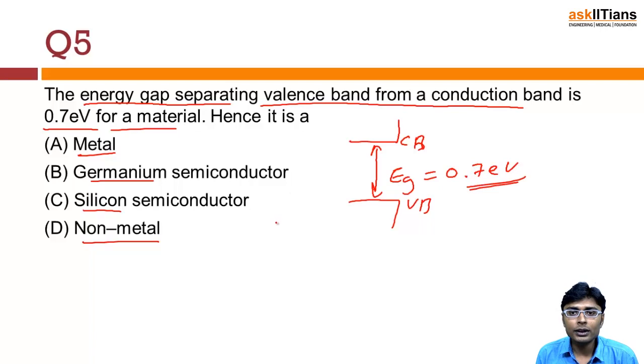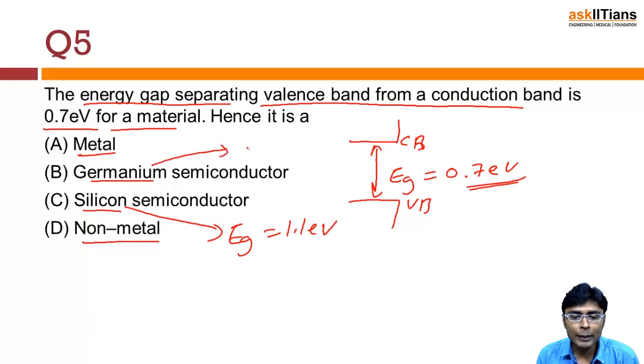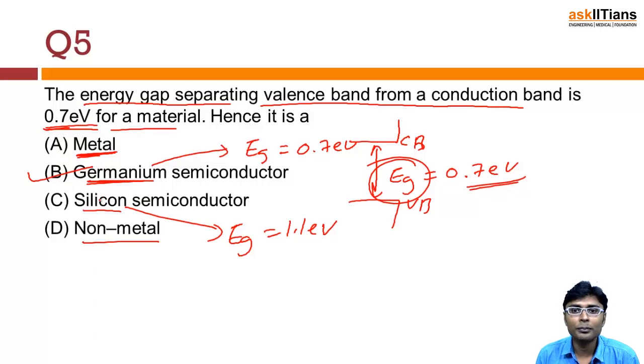In our chapter we have seen that silicon has the energy gap of 1.1 electron volt, while germanium has the energy gap of 0.7 electron volt. Also we should know that in case of metal, the conduction band as well as the valence band overlap, so there will not be any energy gap between them. Therefore the 0.7 electron volt is for germanium, and the material will be a germanium semiconductor. Therefore the correct answer for this question is option number B.